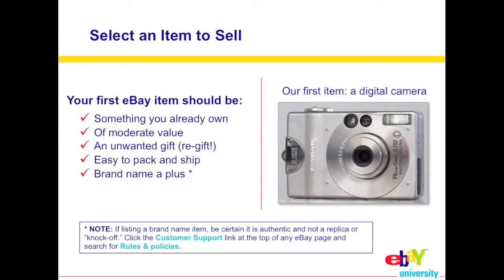So to start, we're going to go ahead and research a camera, just for an example. So let's say your first item that you're going to throw on there is a digital camera that you may have. Maybe something you already own, something of moderate value, or even if you don't want to do a camera, it can be an unwanted gift or a re-gift. Something that's easy to package, easy to ship, and if you have a brand name, that definitely is a plus.